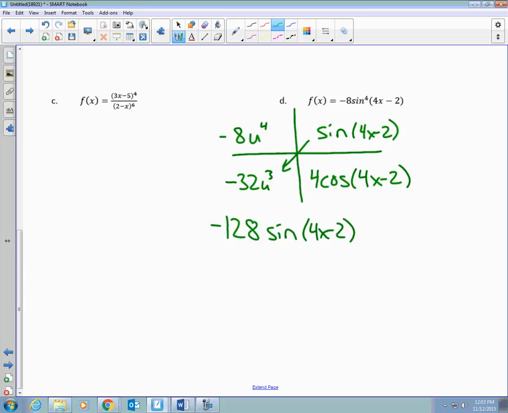Where do I put the cube? Do I put it after the parenthesis or over the sine? Over the sine. You're cubing the operation of sine, not the 4x minus 2. Right here.